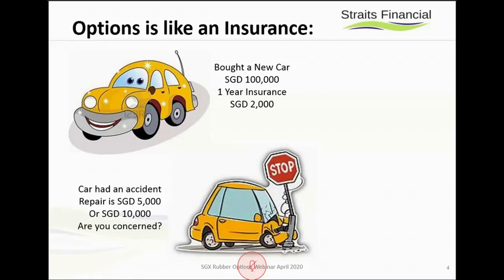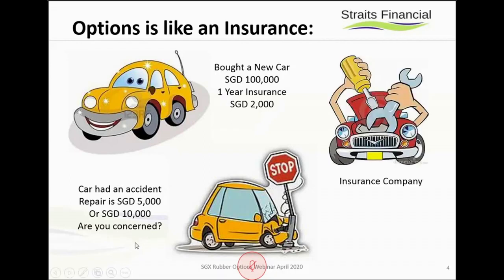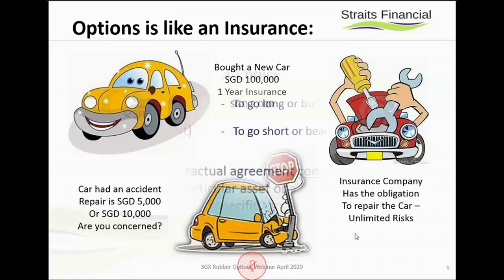So what you are seeing here is that your maximum risk is the premium you pay, $2,000, but the repair cost the insurance company has to bear is somehow unlimited. You send your car for repair, and the seller has the obligation to repair the car for you. In other words, you have limited risk, while the insurance company has the obligation to repair and has unlimited risk. So options trading is quite similar to an insurance policy.